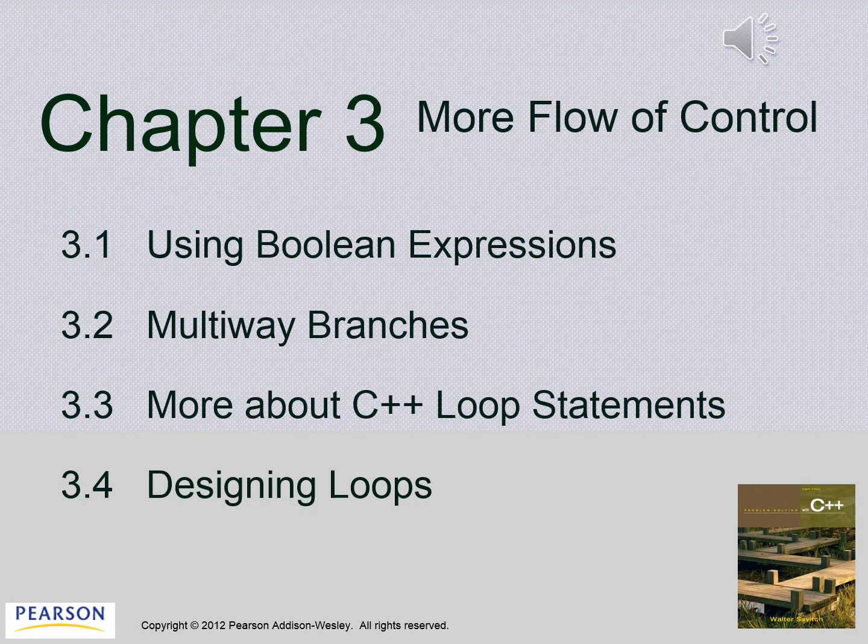Chapter 3 continues where Chapter 2 left off with flow of control. Keeping with my strategy of moving slow during the foundational chapters, I will break Chapter 3 into 2 lectures. The first lecture will cover Boolean expressions and multi-way branches. Multi-way branches are a rather complex topic. And then in Part 2 of 2, we will cover more about C++ loop statements, and last but not least, Section 3.4, designing loops.